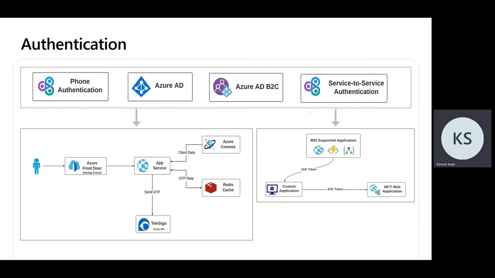Phone authentication service is a custom implementation written by our team, which uses Identity Server underneath, and that allows users to log in using their phone numbers. Service-to-service authentication allows MSI-supported applications to directly interact with our service. This comes in handy for users that have a need of automating workflows and they want to call our APIs directly.